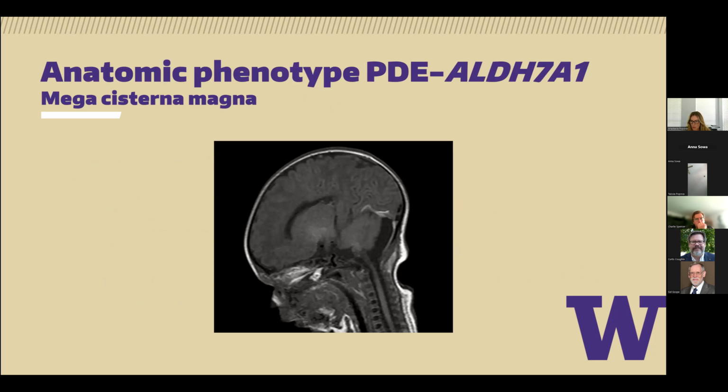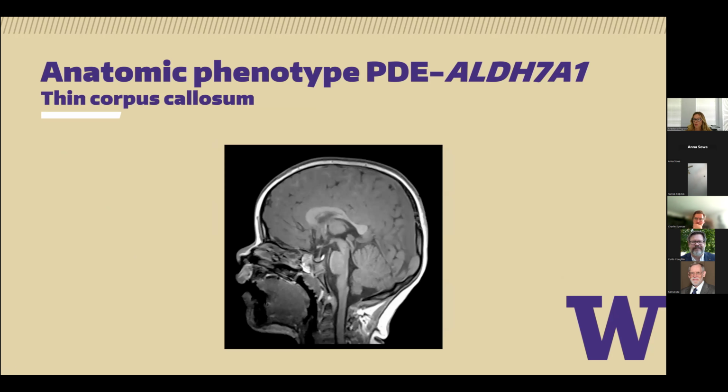So here are a few MRI scans just to show you what I've talked about. Megacisterna magna, again, is this area of fluid that is present behind the cerebellum. This is the cerebellum here at the back of the brain. This is the brain stem and the spinal cord. And this is the cisterna magna, which is a normal fluid-filled space. The megacisterna magna is one that is quite large, as in this patient. This is a normal finding in about 1 to 2% of individuals, but seems to be present in about 18 to 20% of kids with PDE, ALDH7A1.